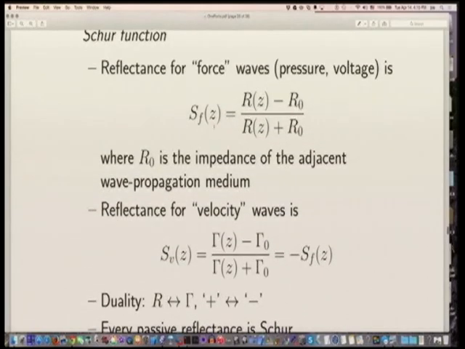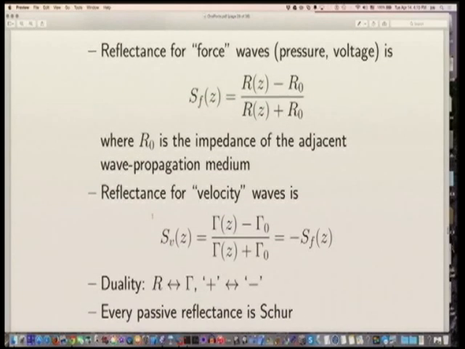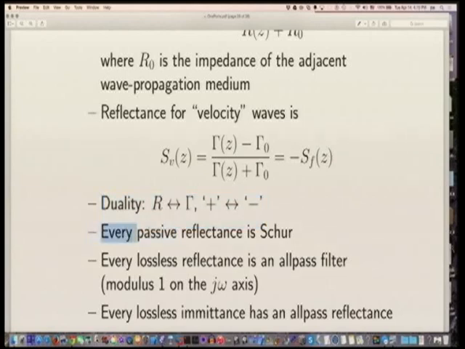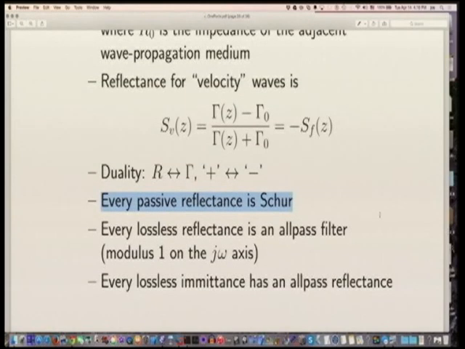All right, so that's the reflectance for force, and the reflectance for velocity is in some sense the dual, and so it's the admittance step over the admittance sum, and that turns out to be minus the force reflectance. So the main thing I want to get across is that every passive reflectance is sure, where a passive reflectance is the reflectance of a positive real port impedance, which every passive one port is. Every passive driving point impedance has that property.